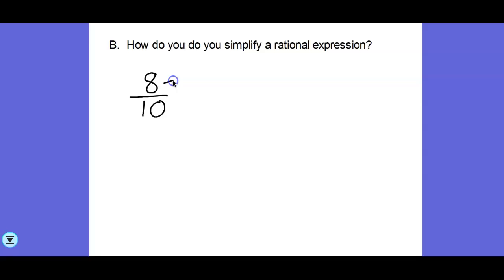So, for instance, both of those can be divided by 2, right? And that would give me 4/5. So, what do I mean by simplify a rational expression? It basically just means reduce. Find out what they have in common and divide that common factor out. But this is just how to deal with numbers only, right? But what if you have variables?